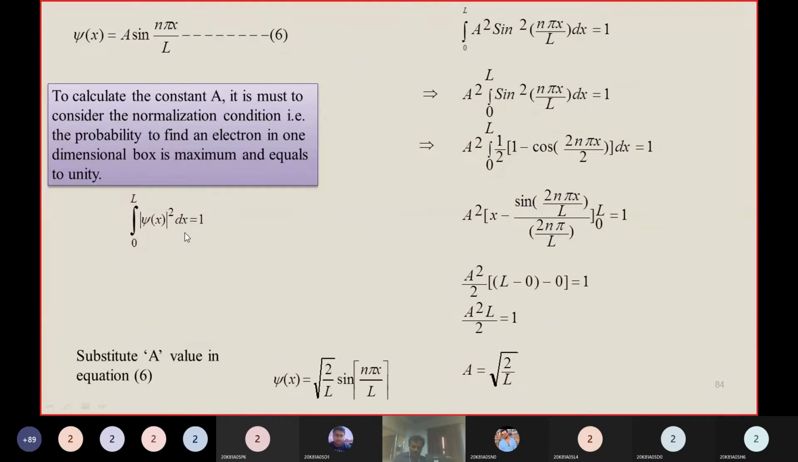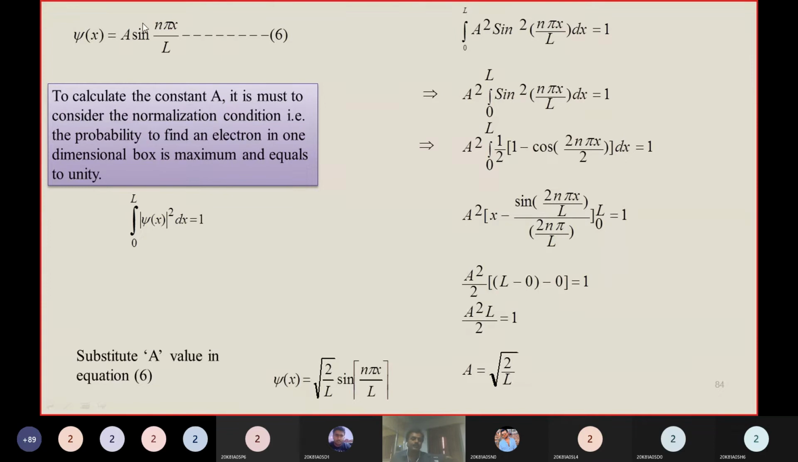Now if you substitute the psi of x value in this equation, what will we get? What are the limits here? Why are we taking 0 to L? The lower limit is 0 and the upper limit is L. Within this limit only the electron will exist. Beyond the boundary there is no particle. That's why we are taking only the limits 0 to L.